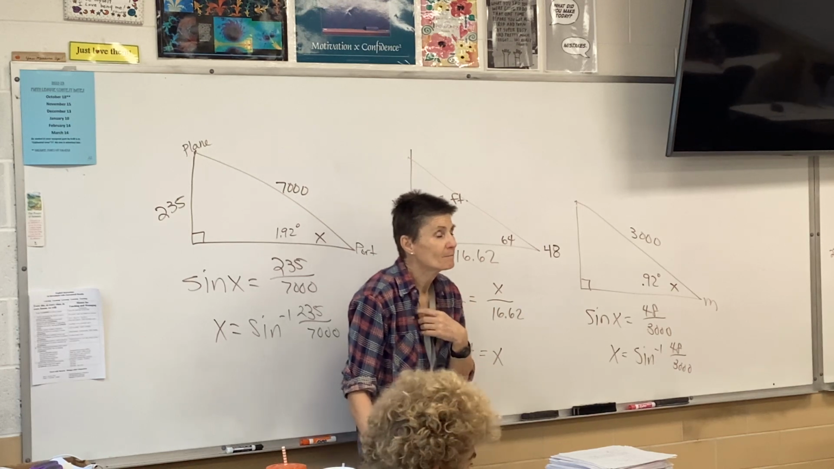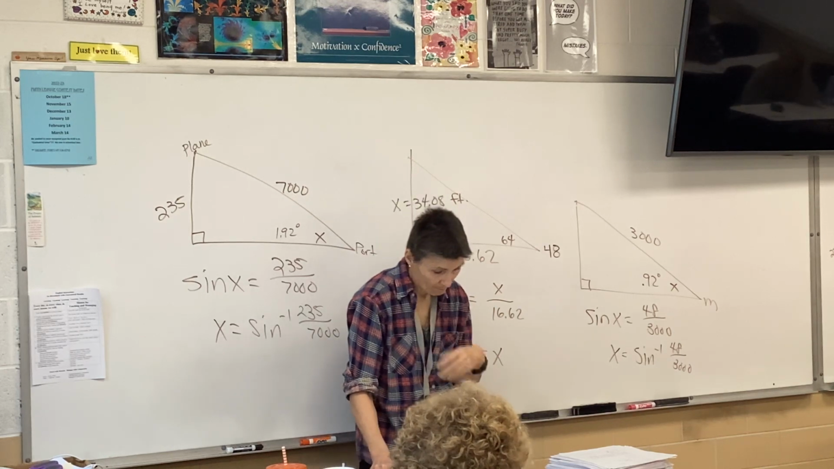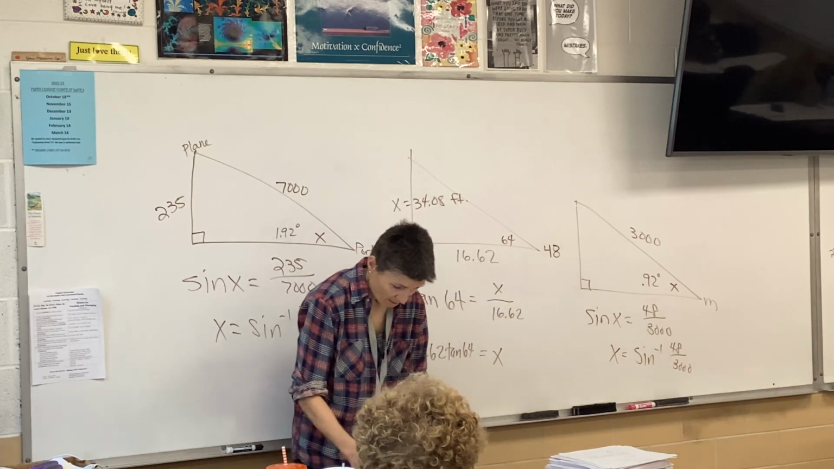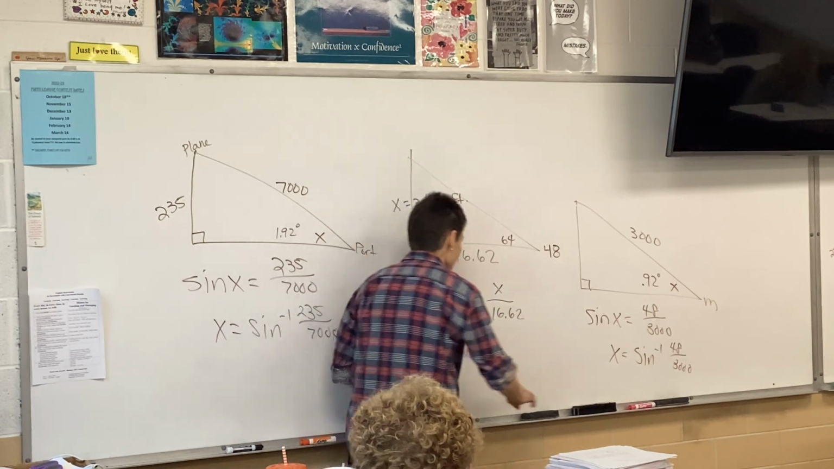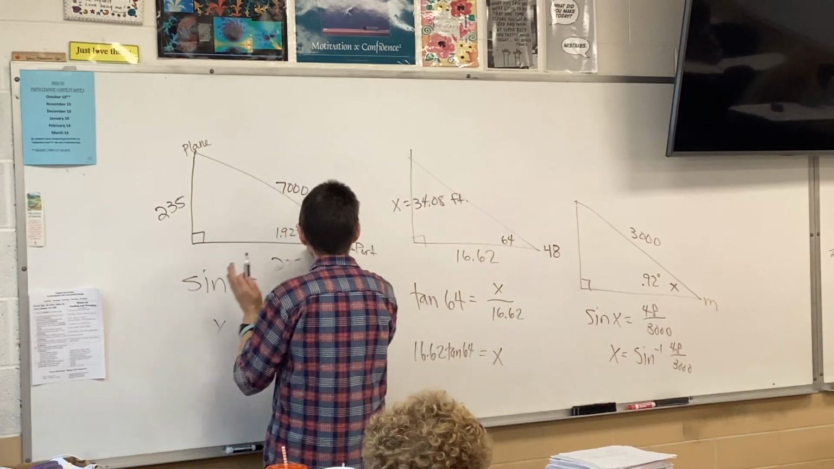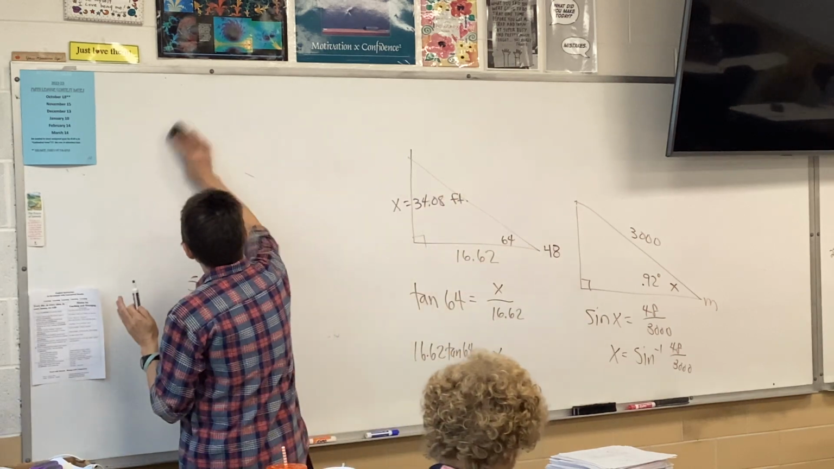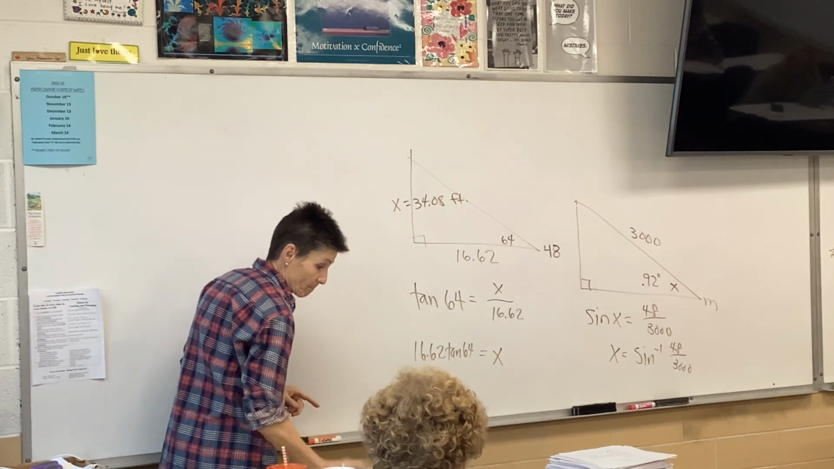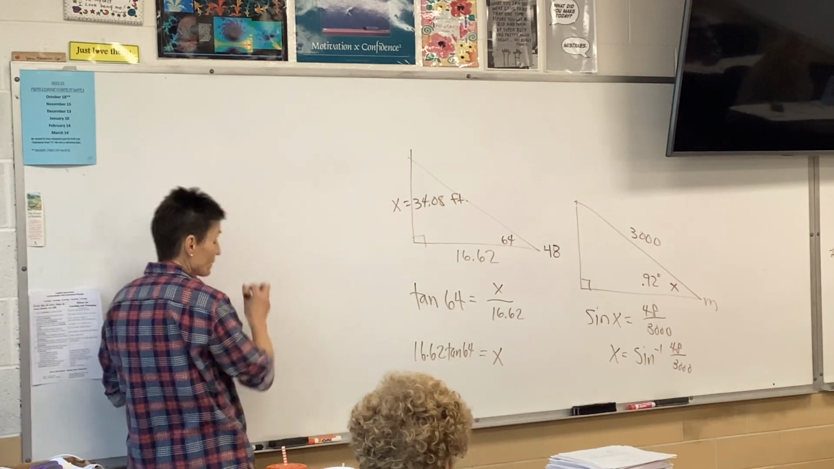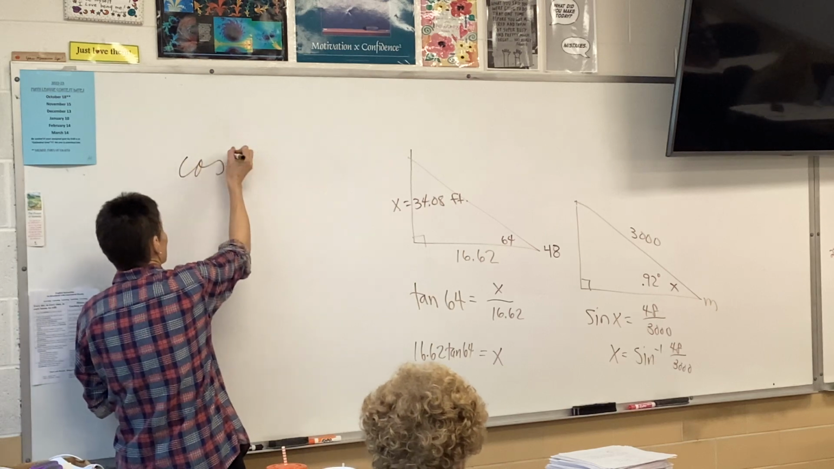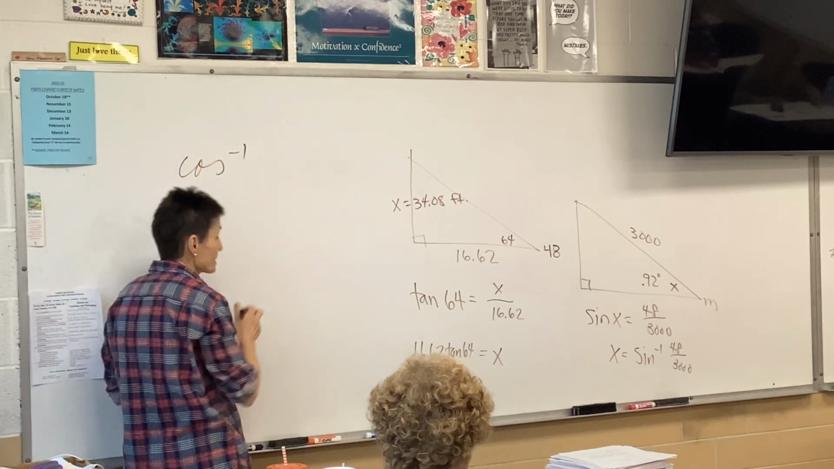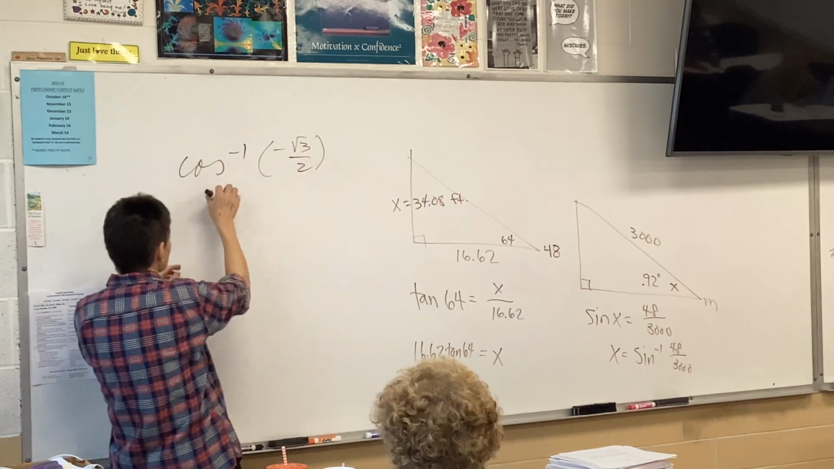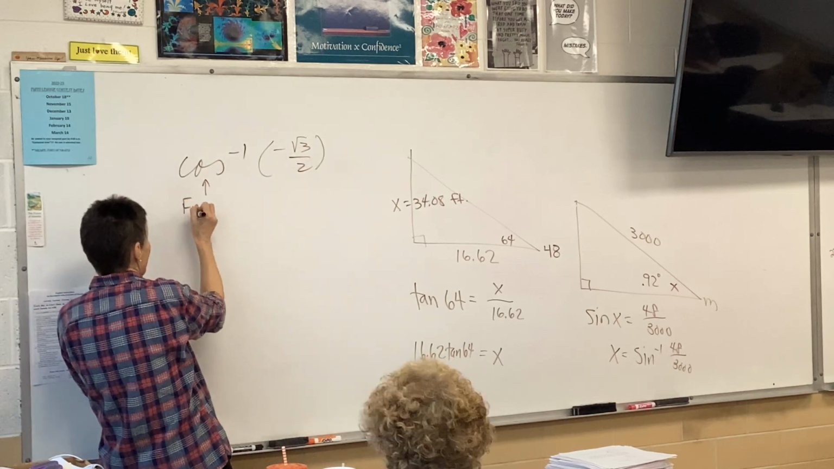Joshua, what's your hand up? Yeah, number 5B. 5B, alright, and this is on the no calculator part. I'm on practice test 3, 5B: find the angle whose cosine is negative root 3 over 2. Remember, this means find the angle.